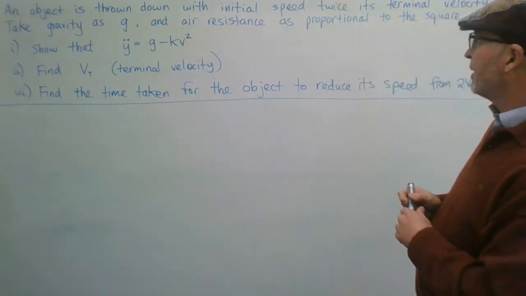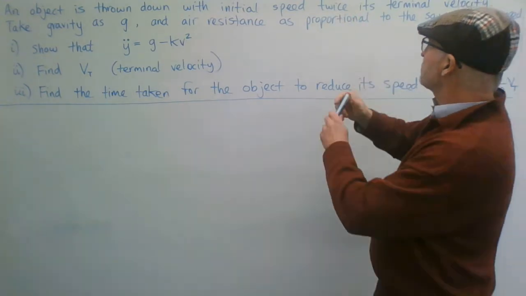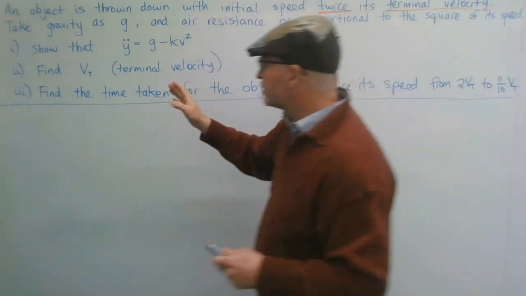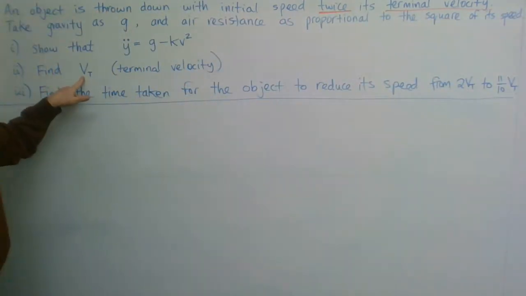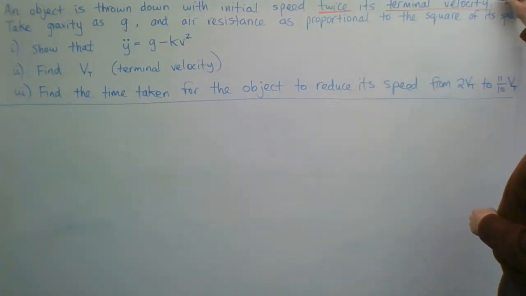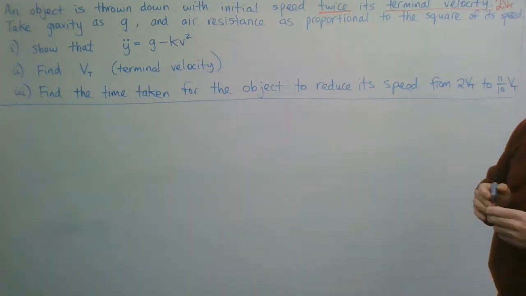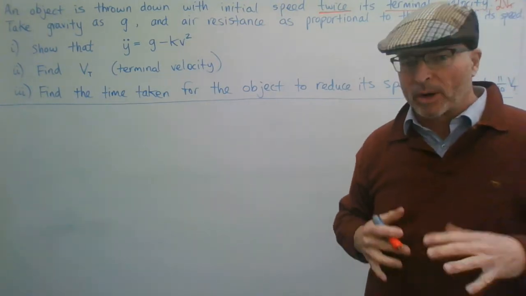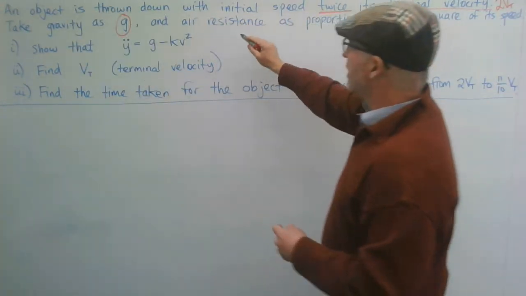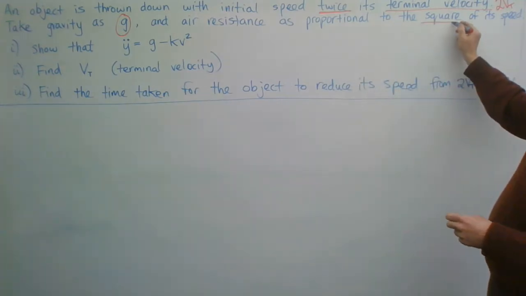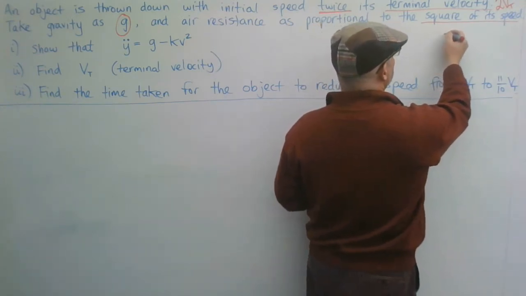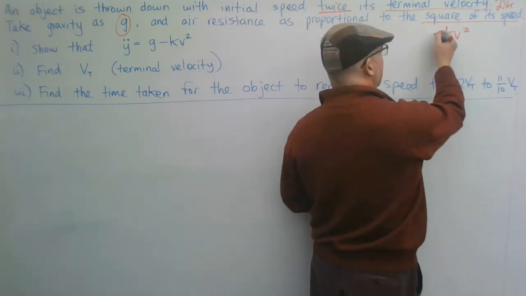So let's look at this one where it says the object is thrown down with initial speed twice the terminal velocity. And later on in the question here, they refer to the terminal velocity as v subscript capital T. So they're basically saying it's twice vT is what it's thrown down at, whatever vT is. It says take gravity as g, as always, I guess, and air resistance as proportional to the square of its speed. So the air resistance is something like kv squared.